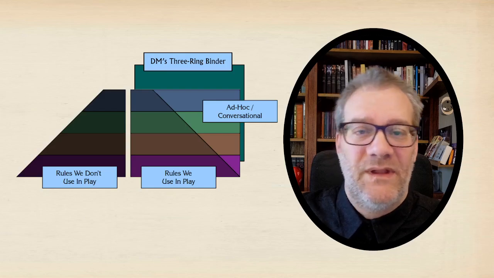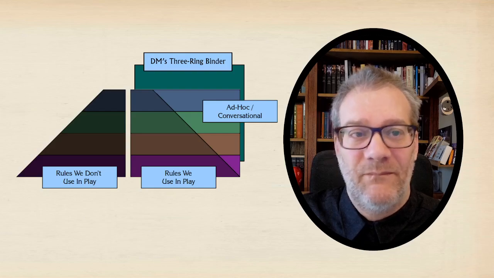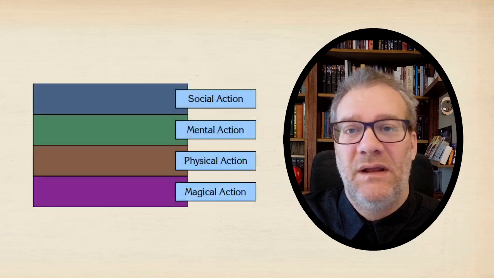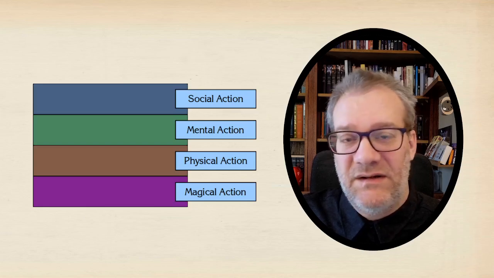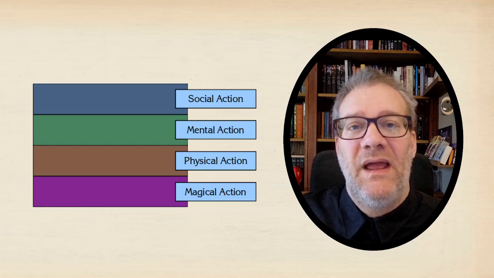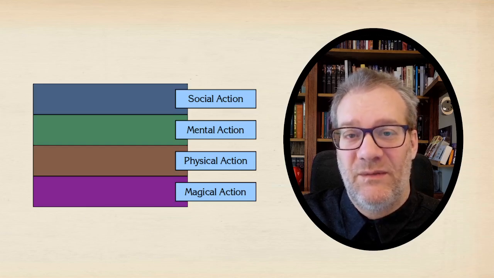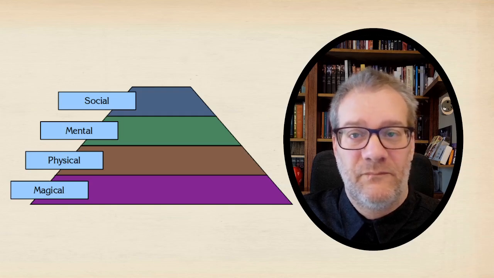Let's say that the metaphorical shape of the actual gameplay in your game is this. Nice equal amounts of action of each type. There's lots of magic, lots of physical action, lots of mental action, and lots of social action. And let's say that the metaphorical shape of the text, the book, looks like this when you include all of the rules that aren't being used.